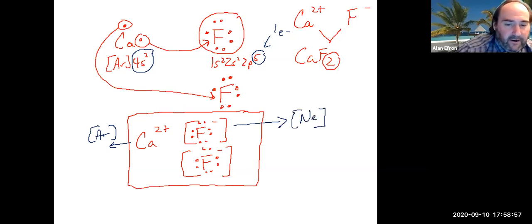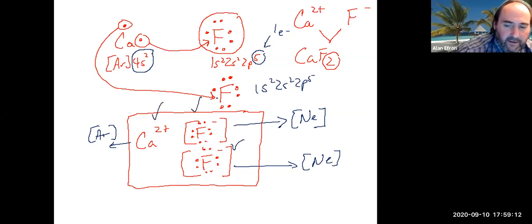This guy here also picked up 1 electron, which got this guy down to 10 as well, and also got this guy to neon's configuration. All 3 of these guys in this ionic compound have now hit noble gas configuration, and that again is going to make them very stable and very happy.